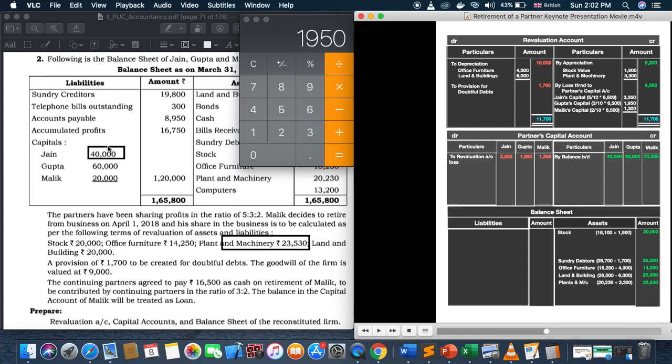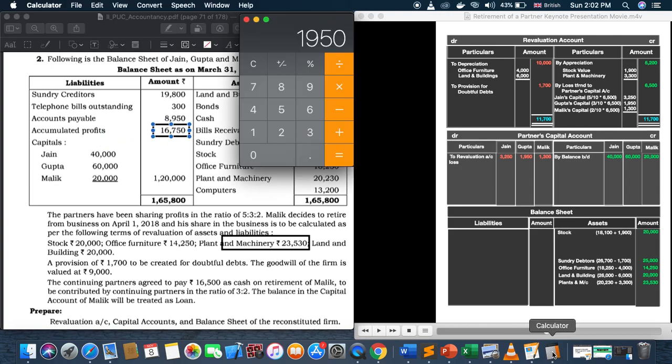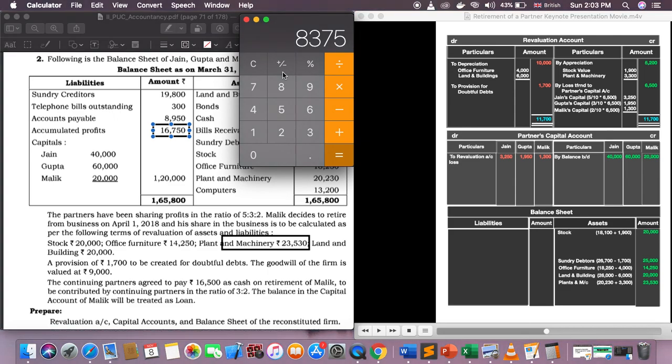Once we are done with that, as we can see, there is accumulated profit of 16,750, which will be distributed to the partners based on the old profit sharing ratio. 5 divided by 10 for Jane, into 16,750, which is 8,375. That is what Jane will get from the accumulated profit.